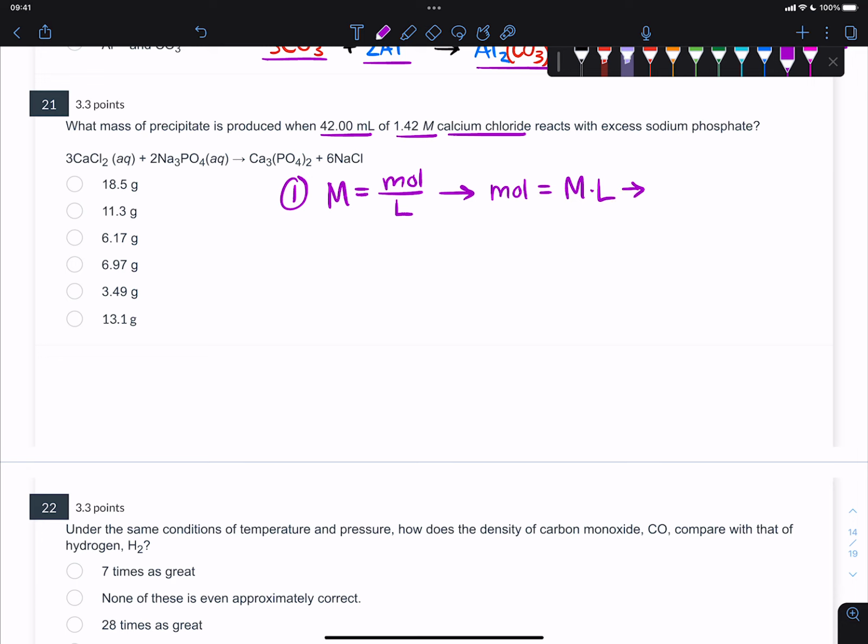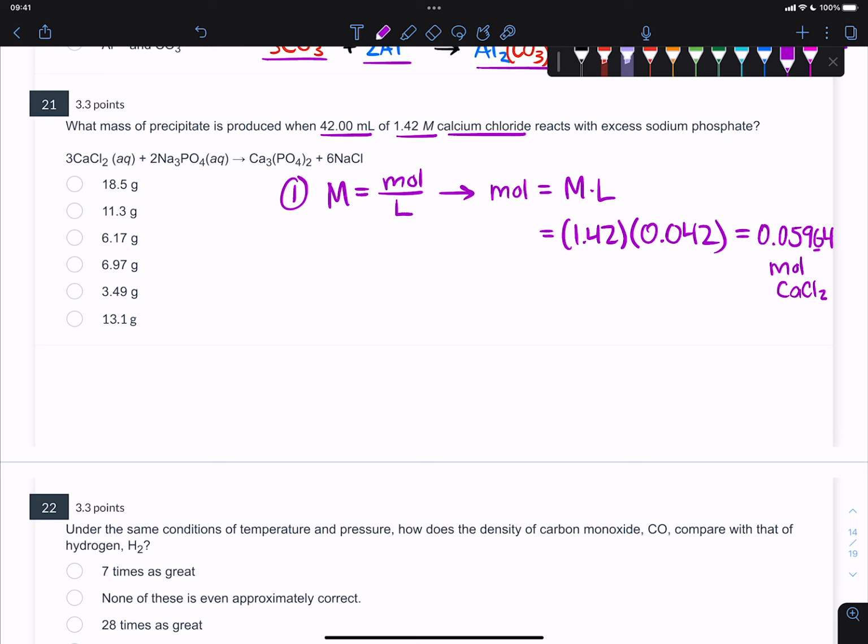That's going to be equal to the molarity of 1.42. Don't forget your volume needs to be in liters. That's going to be 0.042. Don't forget, divide that by 1,000. And how many moles is that? 1.42 times 0.042, you get about 0.05964. We're not caring about sig figs right now. And that's going to be moles of calcium chloride, which is CaCl2.